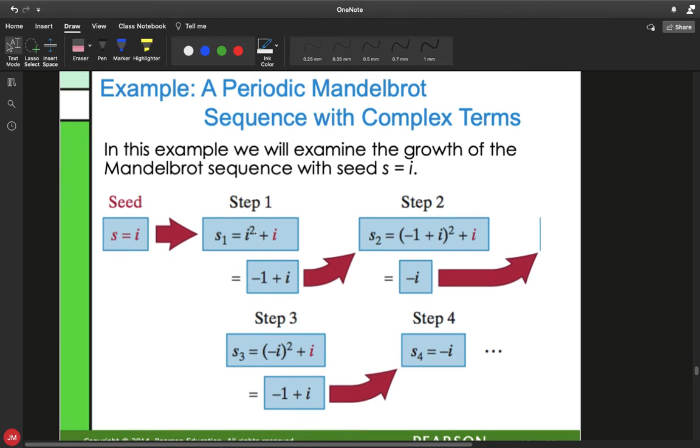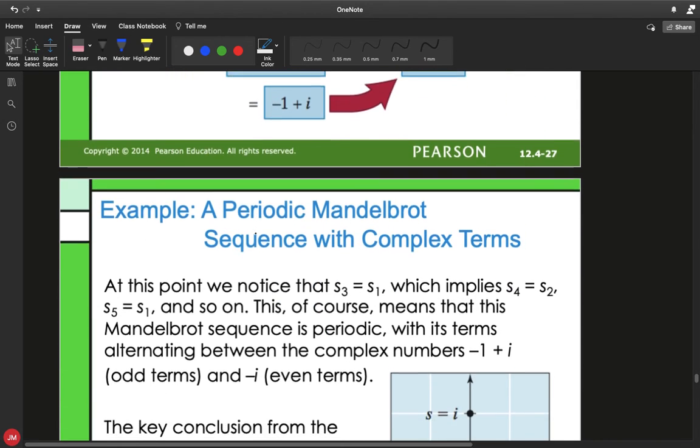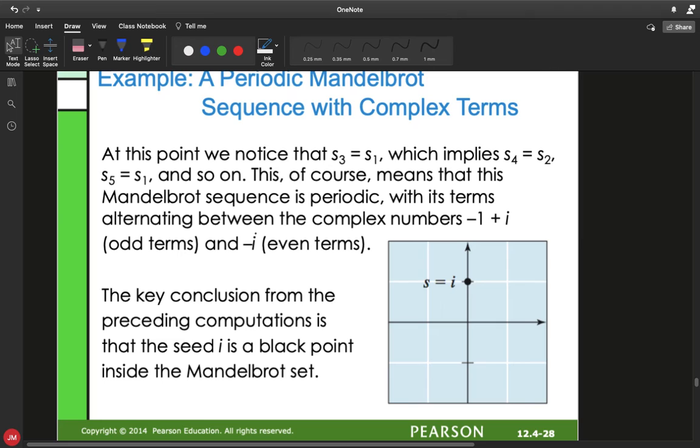Now we can also have periodic Mandelbrot sequences, and again we saw this in the activity. We were able to see that when we started with a seed like s equals i, eventually you get to a point where it just becomes periodic. Obviously at step 1 you get -1 plus i, at step 2 you get -i, and then it just starts to repeat itself over and over again. When that's the case in a periodic sequence, we are going to say that that point is a part of the Mandelbrot set, so it would be labeled as a black point.